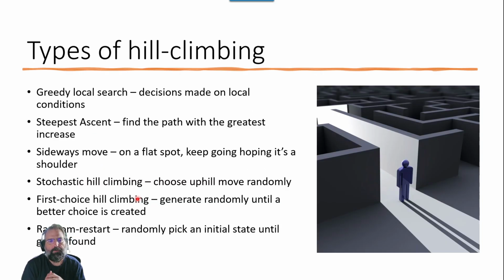So there's types of hill climbing, right? You have a greedy local search, so decisions made on a local condition. The steepest ascent, so find the path that's going up the most. A sideways move on a flat spot, keep going, hoping that you're on a shoulder, not on a plateau. Stochastic hill climbing, choose uphill moves randomly. So throwing in some randomness and trying to find some place to go up.